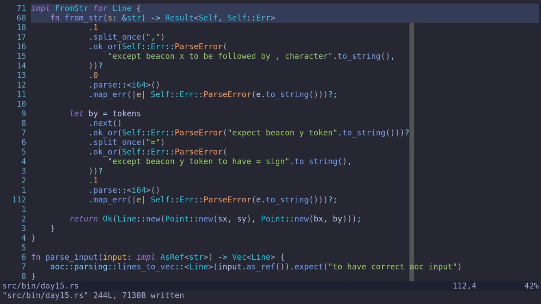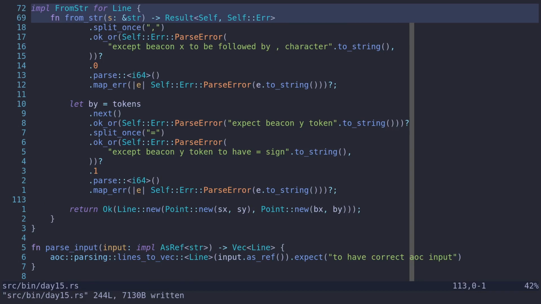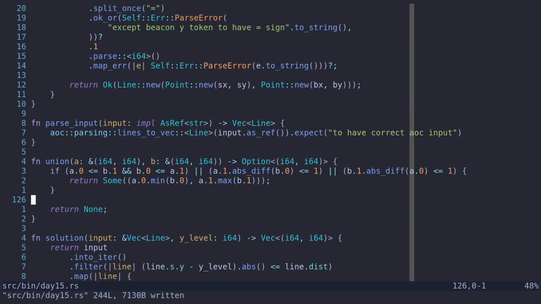Then to parse the entire input, we just convert each line of the file into a line structure and keep everything into a vec of lines. Then I created some more helper functions, for example union, which takes two intervals as input, and if these two intervals are connected, either next to each other or overlapping, it will compute the larger interval that it forms. This is, I guess, connected to my idea of how to solve the problem, both for the first part and also second part.